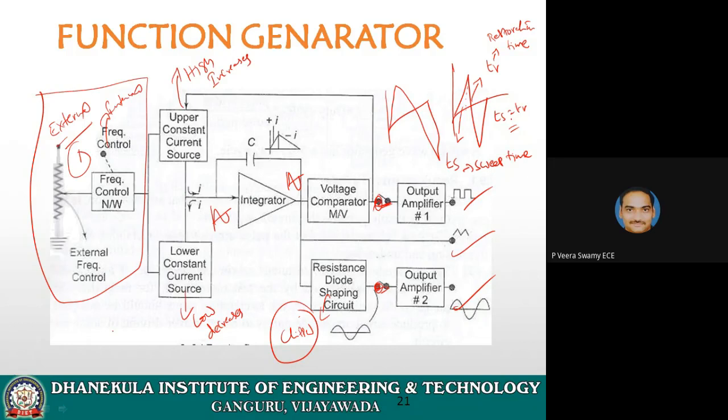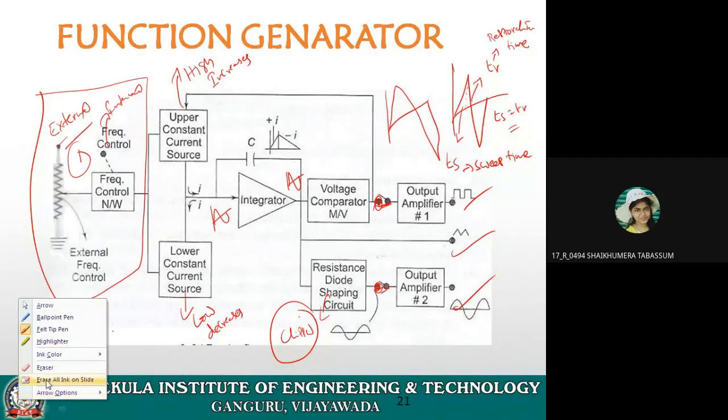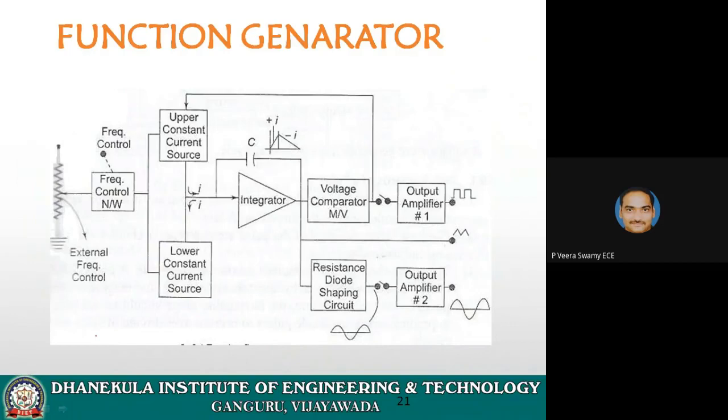It's a normalized signal. So this is nothing but a function generator, and this circuit is used to generate three output waveforms: square, triangle, and sinusoidal. Now is it clear? Please note down this diagram. Make it fast.